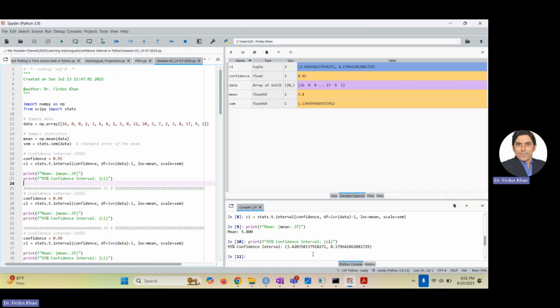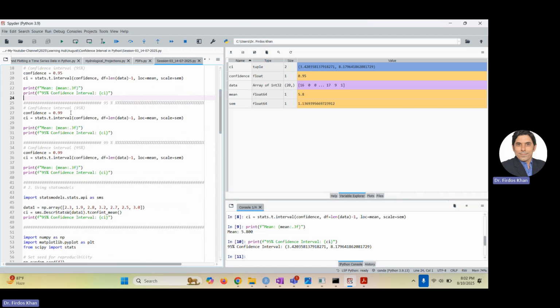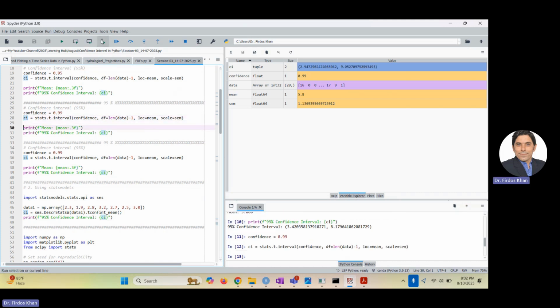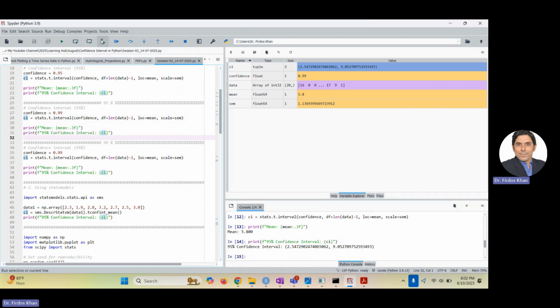You can solve many problems from the books using Python and R very easily. So this was the first part. Now the second part is 99%. You don't need to do anything. Just change the confidence to 99%, do this step again, and then display the results. So we have done this here. That is 99%. You will see the change now. Again, do the same thing, because you have changed the confidence. Now the mean value is the same, but the confidence interval is different.